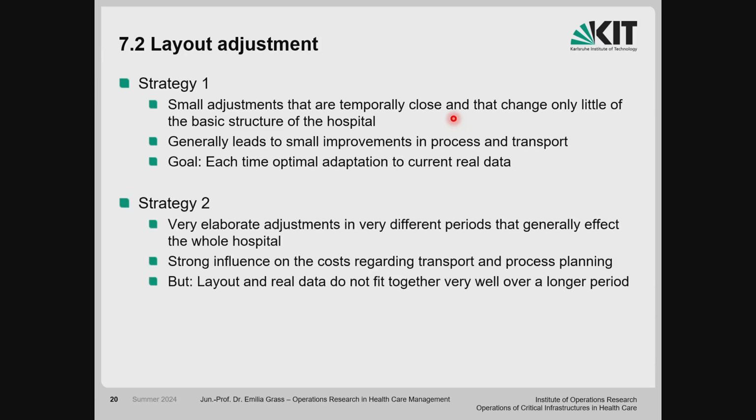Strategy 2 is to rearrange in a significant way, but then we have a strong influence on the cost, and we could have a really strong improvement. But the problem is that layout and real data don't fit together very well, at least over a longer period. For the short term, yes, for instance with Corona, we arrange everything with high cost, high improvement, but also really significant changes. But one year later, everything is over, and then you have to readjust again. So real data and significant changes in a layout are always difficult.